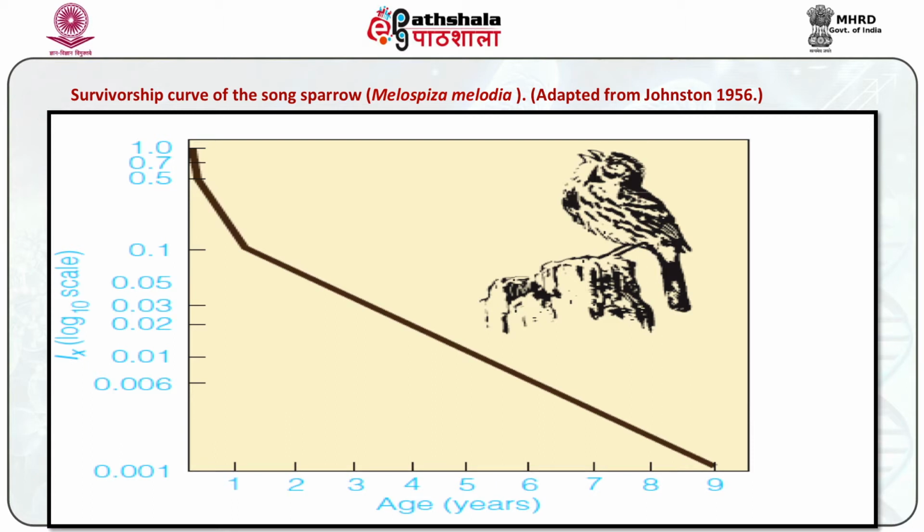The given figure represents the survivorship curve of the song sparrow Melospiza melodia. The curve is typical of birds. These three types of generalized survivorship curves can be used to compare the survival of a species. In fact, no population in the real world has a constant age specific survival rate throughout the whole life span.